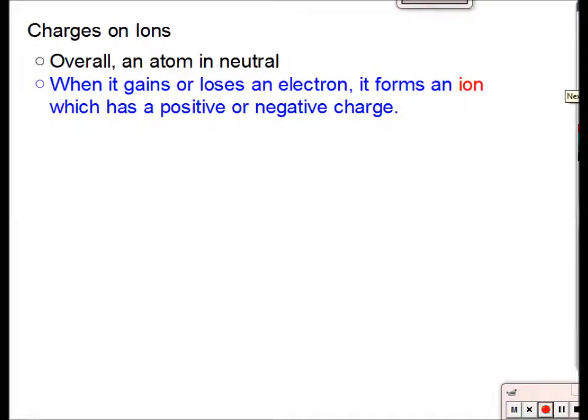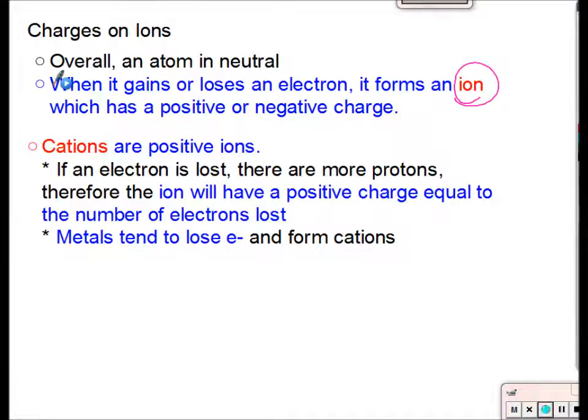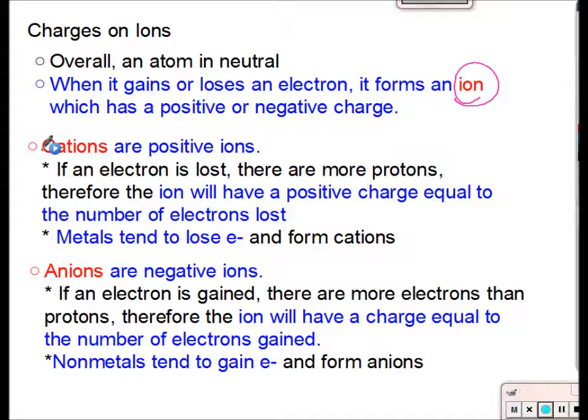So overall, when I'm looking at an atom, up until now we've said atoms are neutral, and that is true. It is neutral when it's an atom. Once it's gained or lost an electron, though, we give it a different name. Now we call it an ion. It's a different name. And ions do have charges. They have positive charges or negative charges. 2 terms you're going to have a hard time remembering, cations and anions.